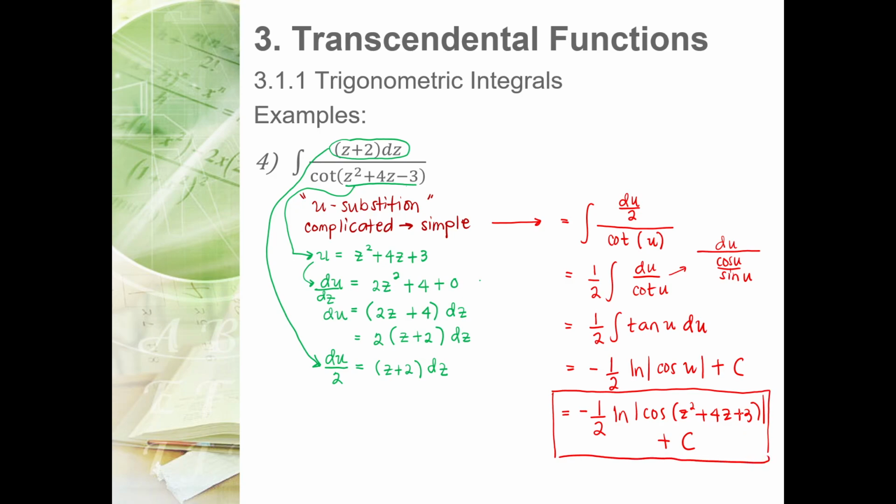Again, the longer it gets, the more difficult the answer becomes. If you want to verify that your answer is correct, it's quite a lot of work. You need to derive ln cosine of z squared plus 4z plus 3. This one is still manageable, but later on it will no longer be manageable because it's super complicated. All right, so questions for this example?